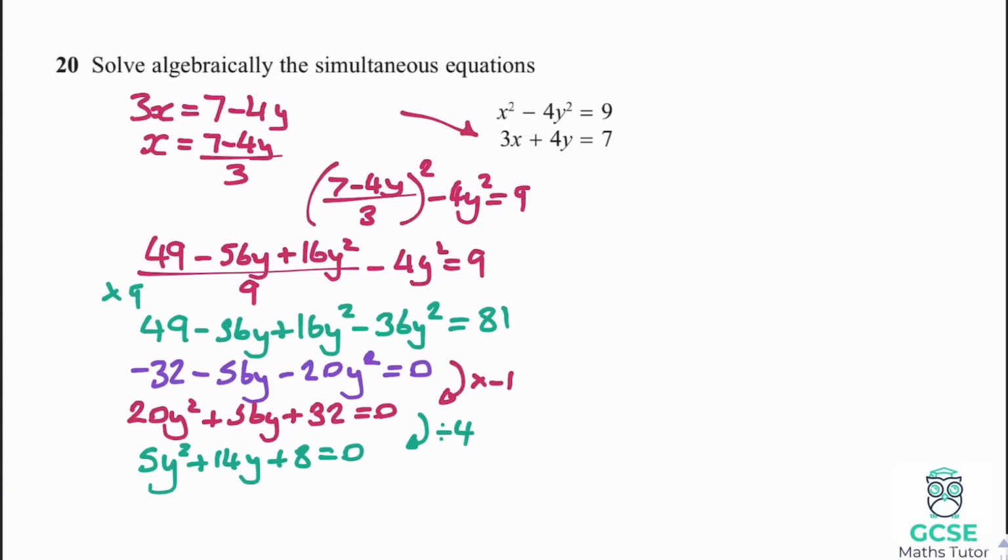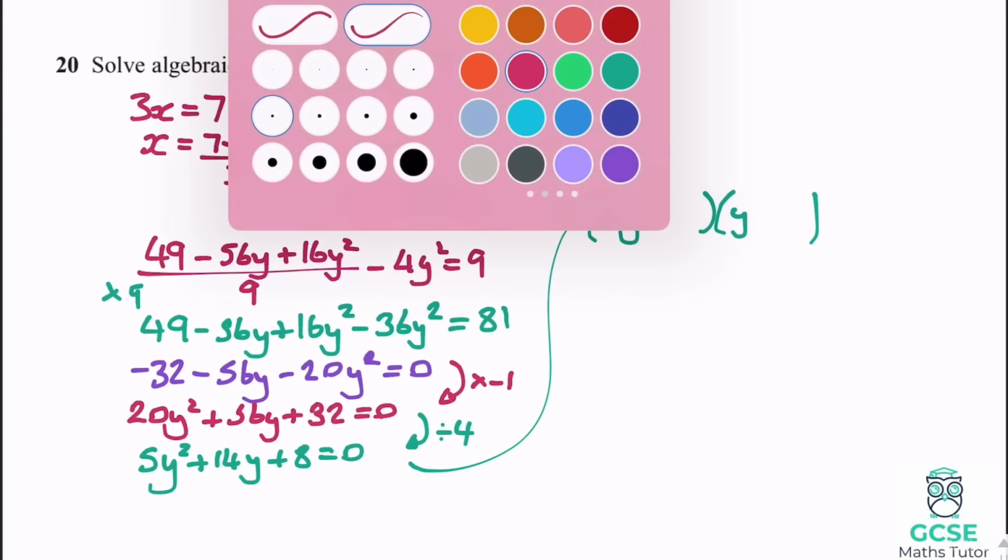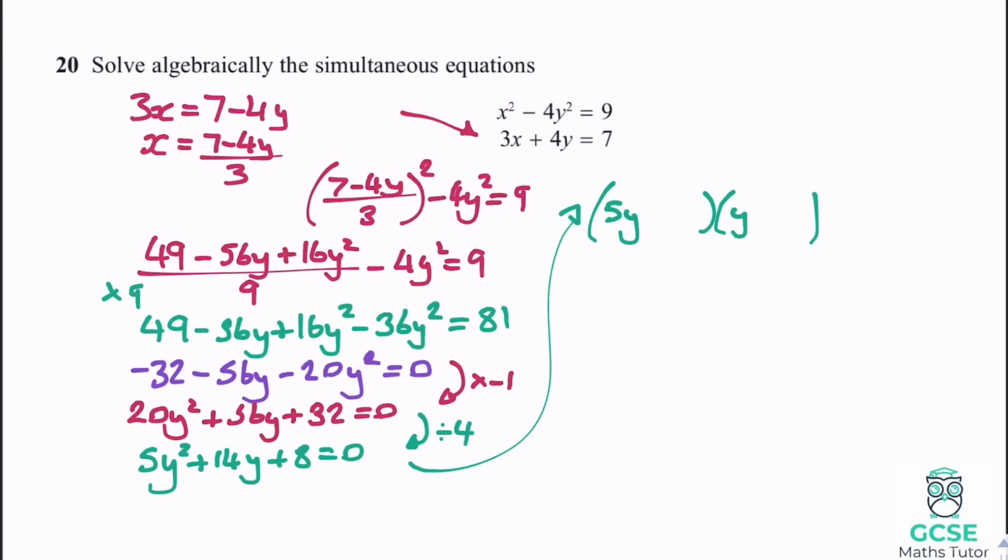And now I can go about factorising that. So I'm going to bring that up here, we'll factorise it. So let's have a look in the brackets, 5y and y. And the factors of 8, we can have 4 and 2 or 1 and 8, and we want to make 14 in the middle. I'm just going to write that down over here. I think it's 4 and 2. So if we check that out, how do I make 14?